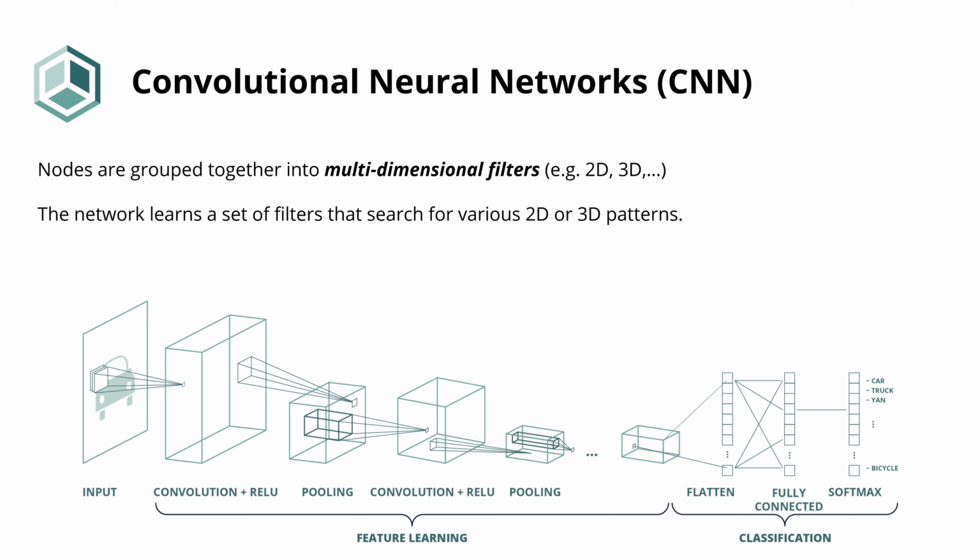But if a pattern is found, it sends out a strong signal that becomes available to subsequent layers for further processing. The most common application for convolutional neural networks is image processing, as they have been shown to work very well with discovering irregular patterns commonly found in nature.